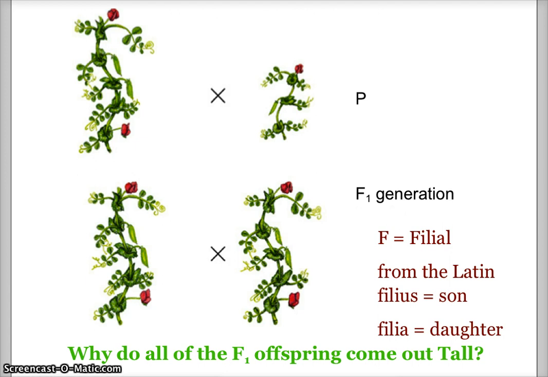This is how Mendel discovered which traits were dominant and which traits he called recessive. Dominant traits, of course, mask or cover up the recessive trait. So in this case, we know that tall is the dominant trait to short, and therefore when a tall and a short plant are crossed, all of the offspring in that first F1 generation come out tall.